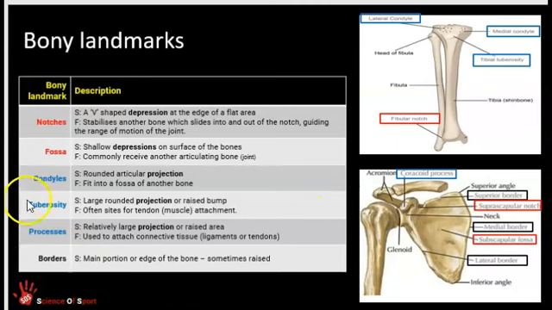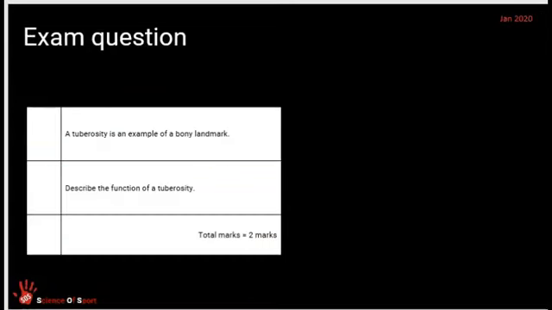Okay, then I've grouped also in blue here the projections, the lumpy, the sticky outy bits, so the condyles, tuberosities or processes. So what you're going to need to do is find a way of remembering not only what each of these bony landmarks mean, i.e. what they do, how they're structured, and maybe even an example, and you need to find very clever ways to do that.